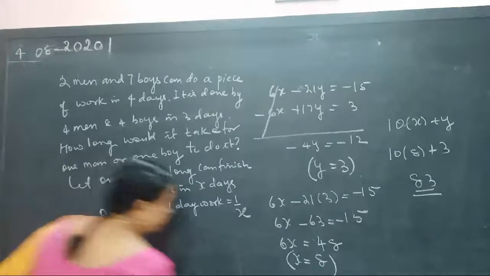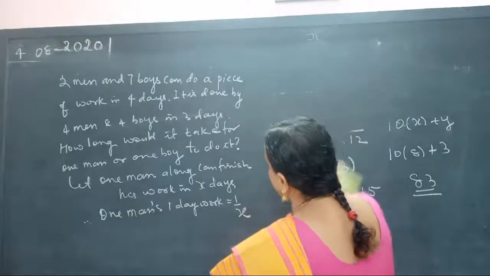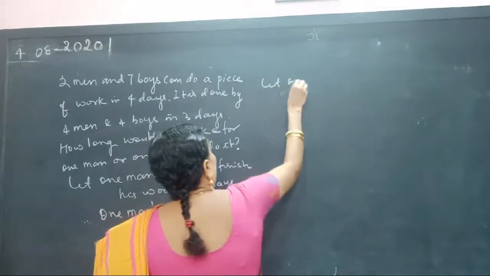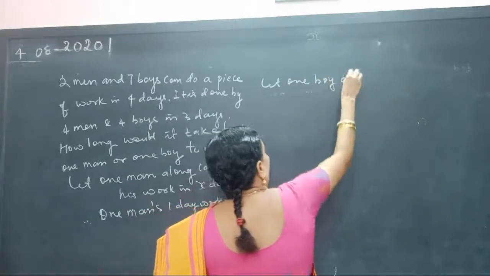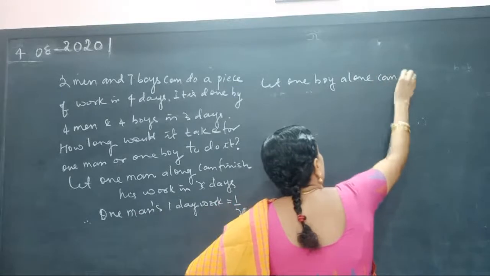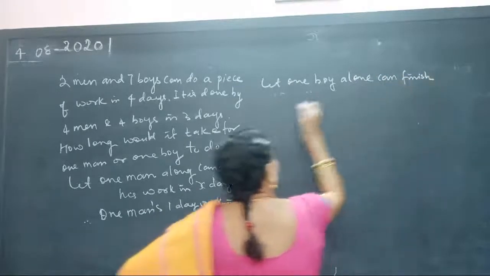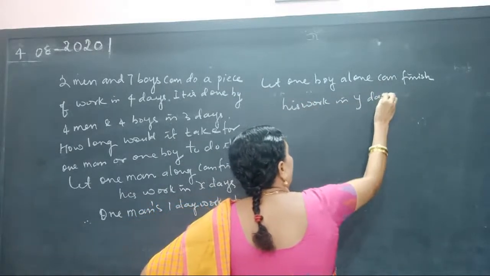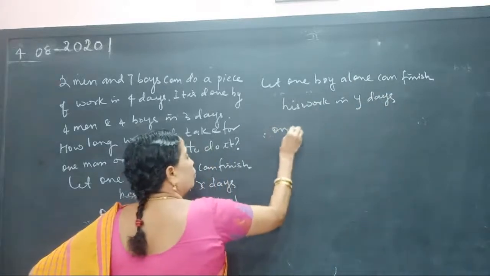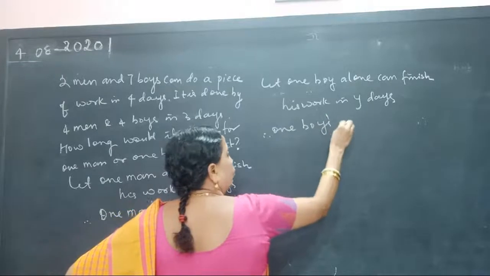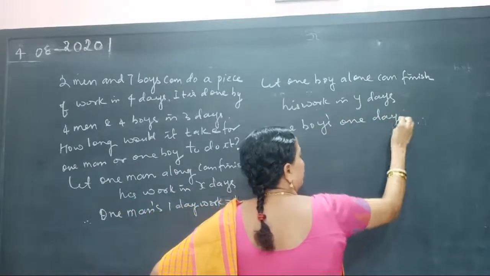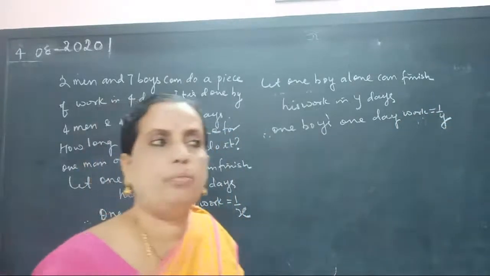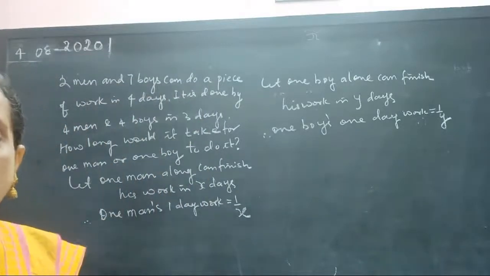Second condition, let one boy alone can finish his work in y days. Therefore, one boy's 1 day work is 1 by y. So we have taken for both man and boy the 1 day's work condition.